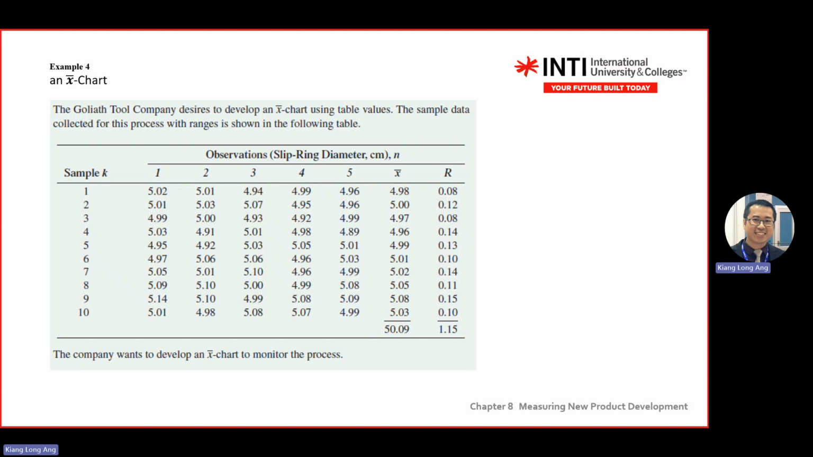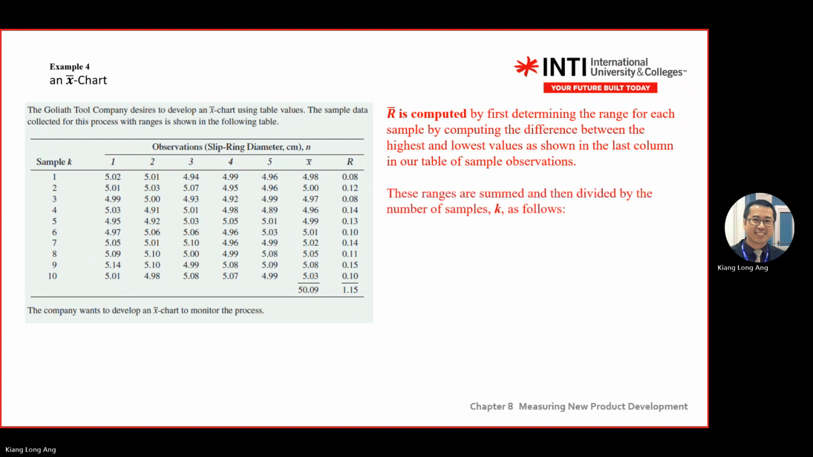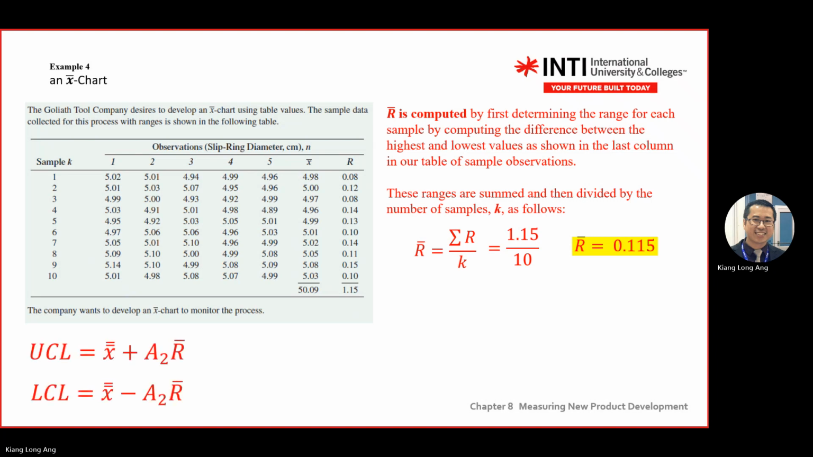So the company wants to develop a mean chart to monitor the process. What we do is, this R bar, or average of R, is computed by first determining the range of each sample, by computing the difference between the highest and lowest, shown in the last column of the table here. So you take the sum of the R divided by K, in this case 1.5 divided by 10 samples. So your R bar is here. Then you use this UCL, LCL formula, plus or minus A2 times R bar. For this table you don't know the standard deviation, so you find the A2 value from the table.